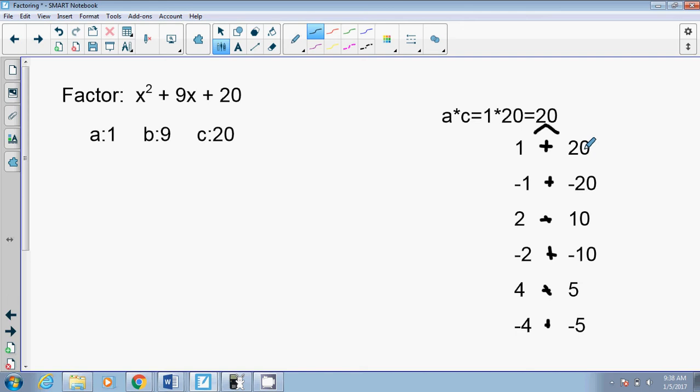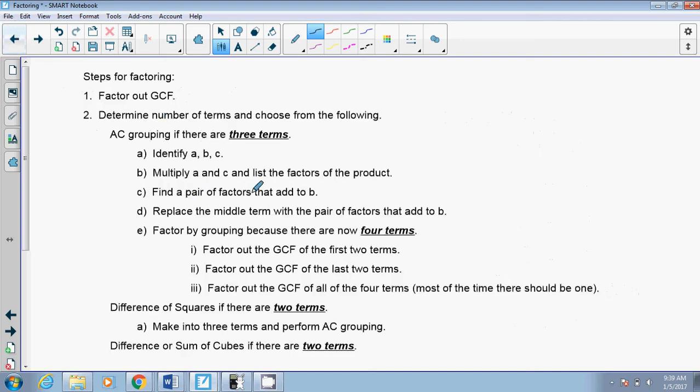1 plus 20 is 21. -1 plus -20, -21. 2 plus 10, 12. -2 plus -10, -12. 4 plus 5, 9. So here is my pair of factors that I'm going to use, 4 and 5. So I've identified my pair of factors.